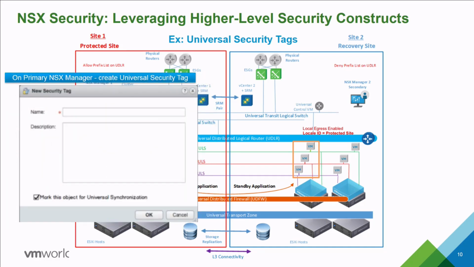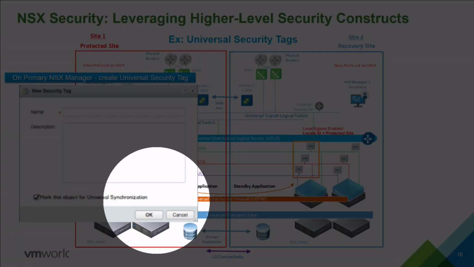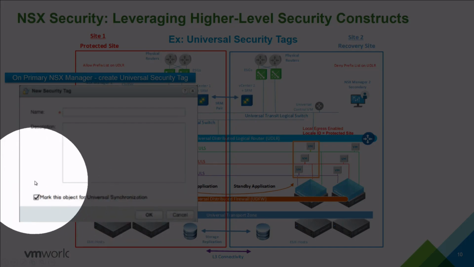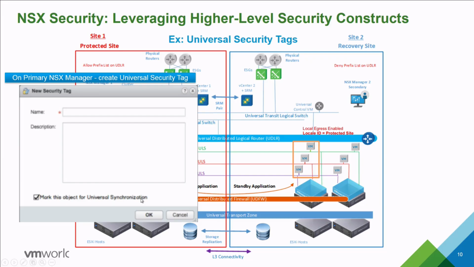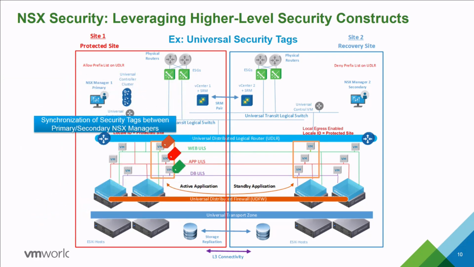Second thing I do is on the primary NSX manager, I create that universal security tag. And you can see I'm just basically checking this box here saying, mark this for universal synchronization. That is basically saying, okay, this security tag is going to be universal. This option wasn't there prior to 6.3. So I create that universal security tag, and it automatically gets synced to my secondary NSX manager.